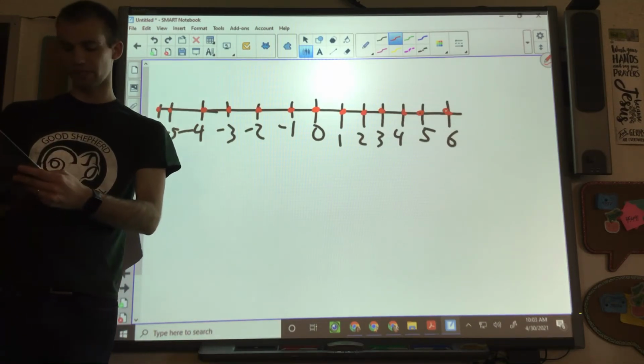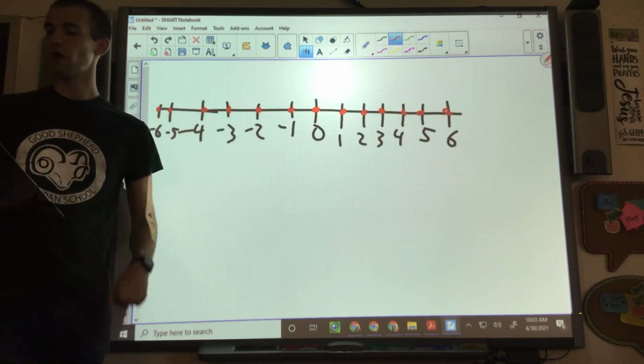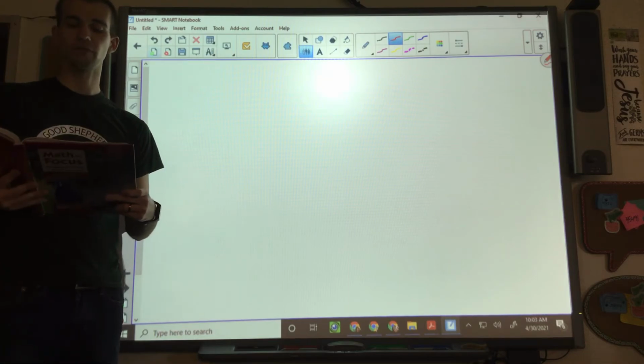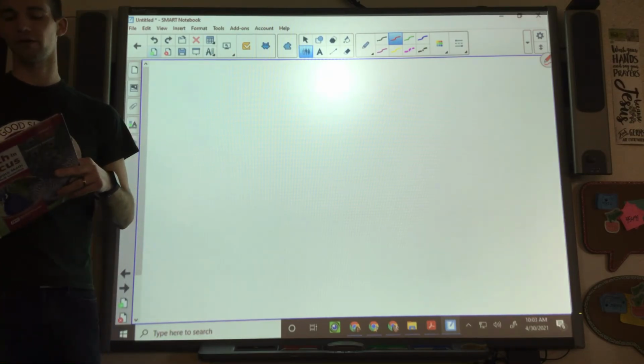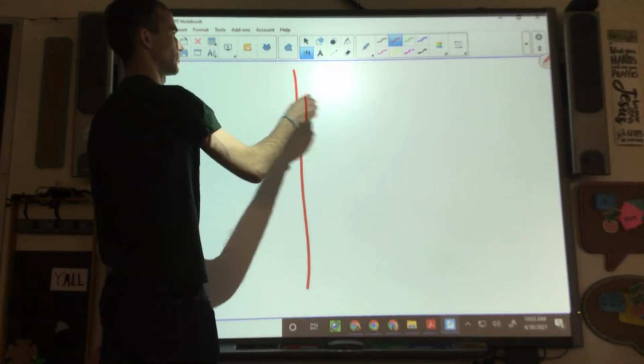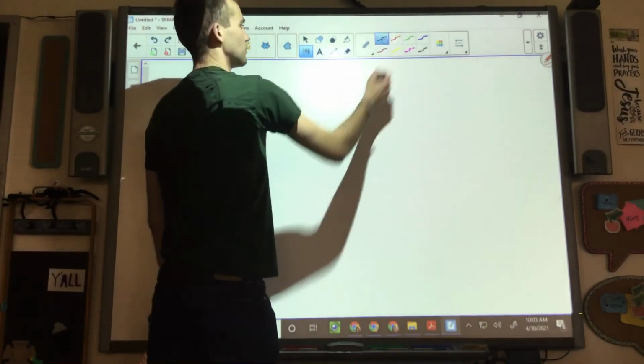All right, top of page 48. Draw a vertical number line to represent the following set of numbers: -26, -29, -30, -32, -34. So what's the number that's closest to 0 there? Negative 26.